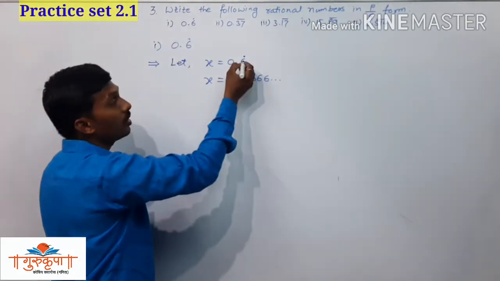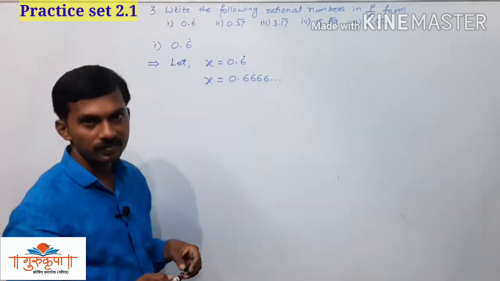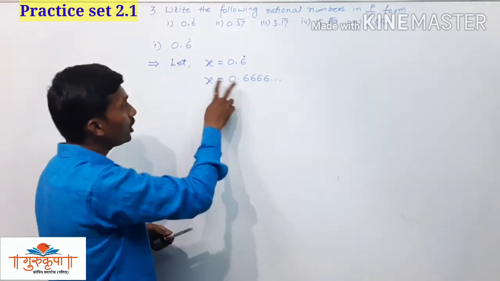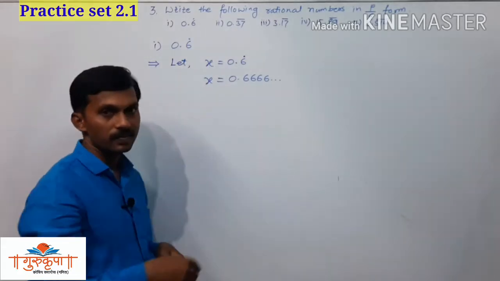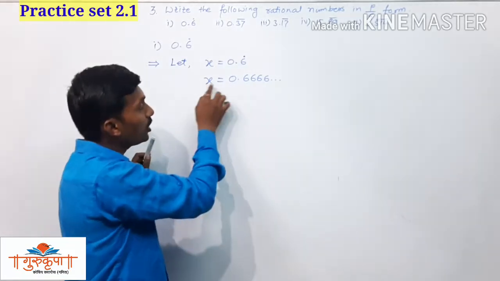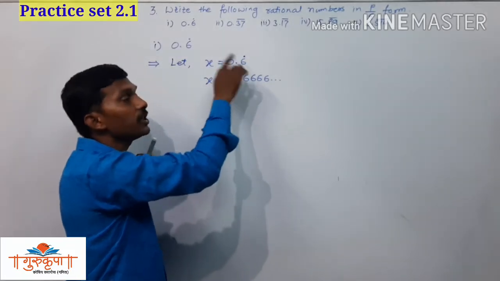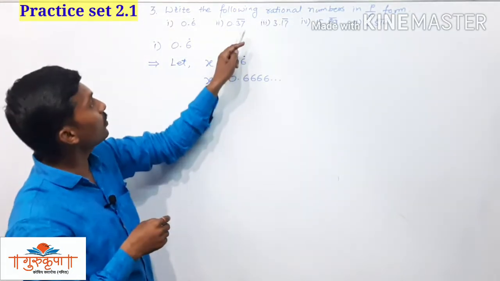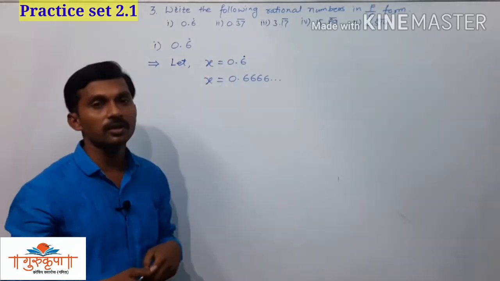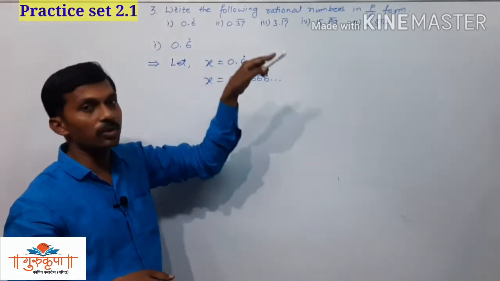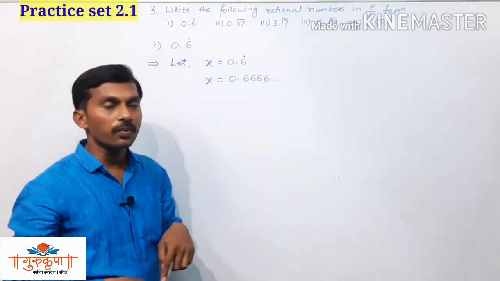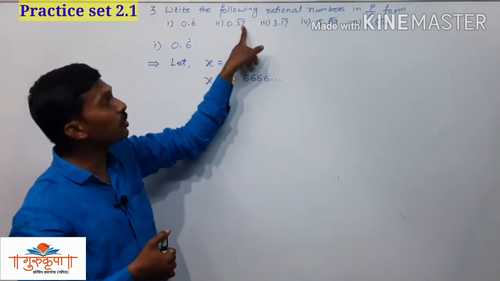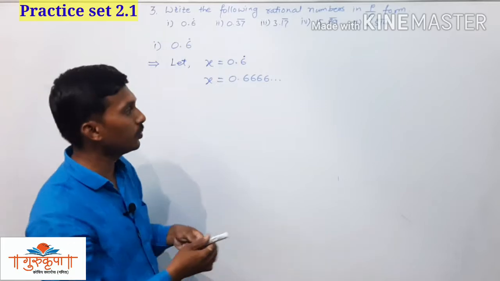Now since only one digit gets recurred here, we have to multiply both the sides by 10. Why do we multiply both the sides by 10? Since one digit gets recurred. If a two digit number recurs, for example 0.37 recurring, here two digits get recurred. So what do we have to do? We have to multiply both the sides by 100. How many digits recur? 2 digits. So 2 zeros we have to put after 1.